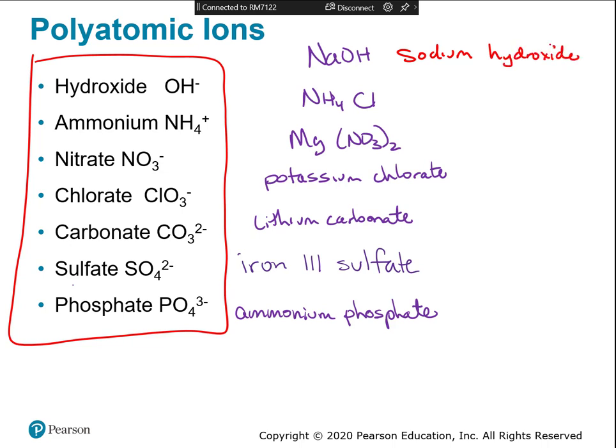Now if you see NH4Cl, when you see NH4 out front, then remember that it's the ammonium chloride. If you see Mg(NO3)2 with the little parentheses, it's still just magnesium nitrate.